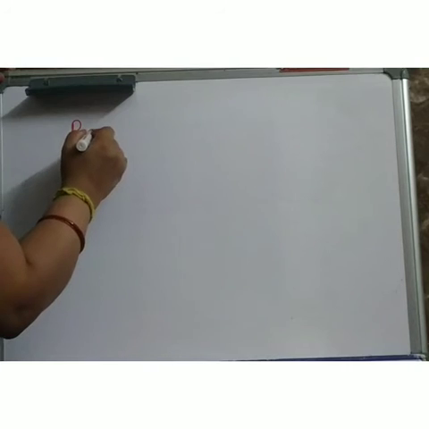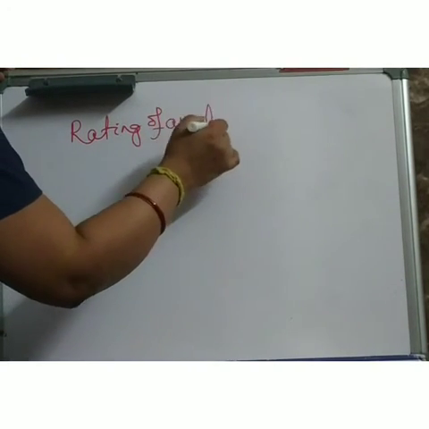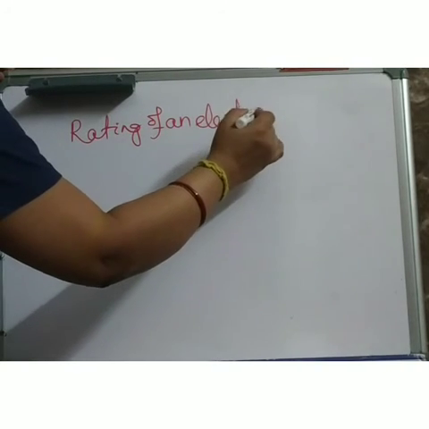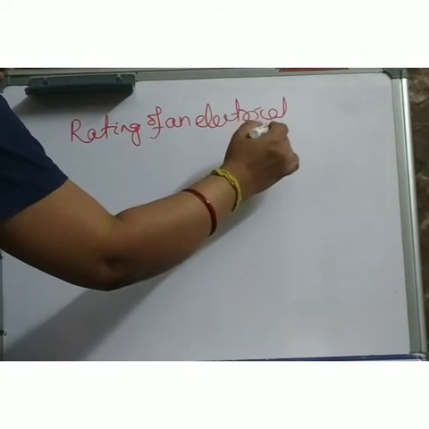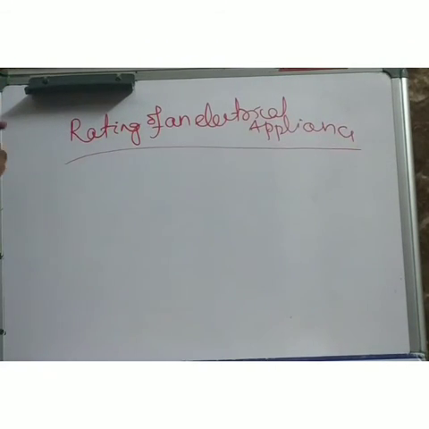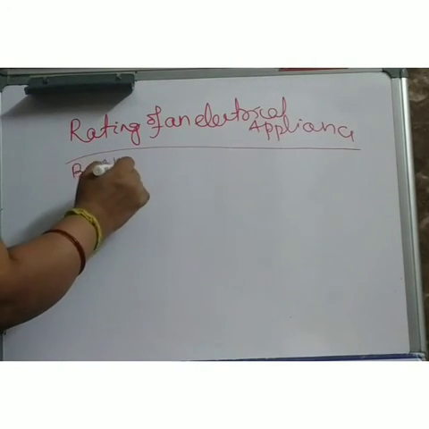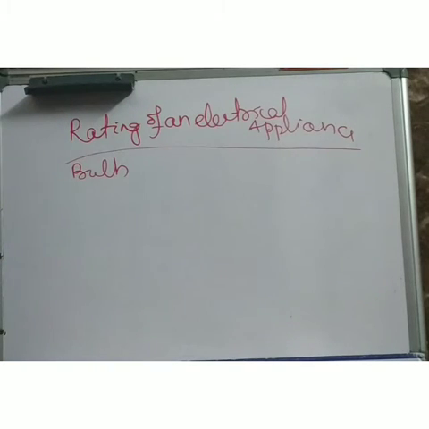Now we are going to discuss what is the rating of an electrical appliance. Any electrical appliance, bulb, fans, toaster, all have a rating. Lots of numericals come from this portion. It is very important for numericals and concept questions.